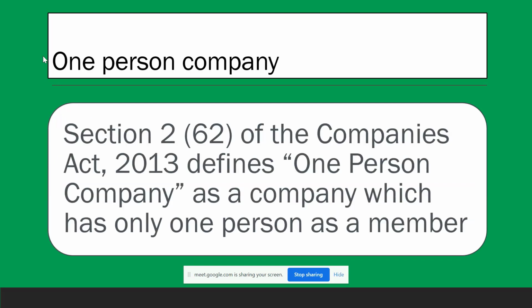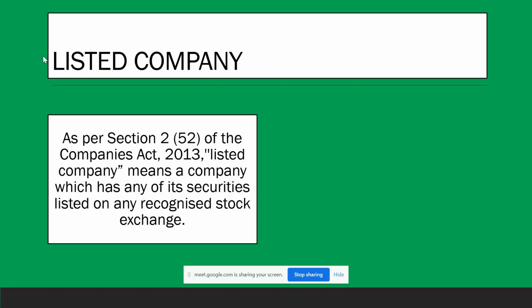Section 2, subclause 62 of the Companies Act 2013 defines a one-person company as a company which has only one person as a member. So there is another sort of company called a one-person company, where one person can also form a company under Section 2, subclause 62. This was basically a new introduction which came somewhere around 2010 or 12, 13. We'll talk about that later, what that one-member company is.